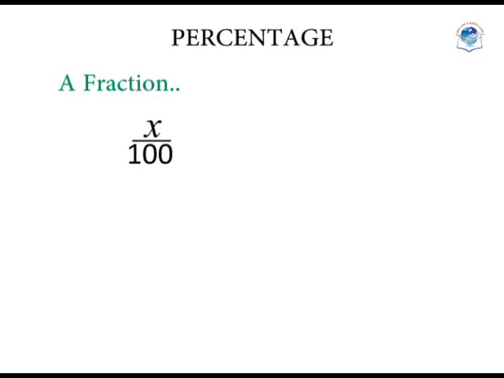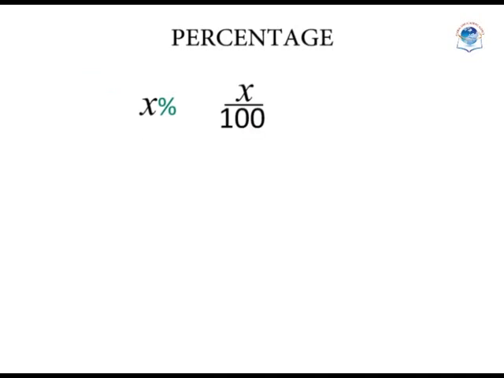In fact, because the denominator is always 100, we don't even write it. Instead, we use the percentage sign. Whenever you see this sign in front of a number, it means a percent, a fraction with 100 as the denominator. Like this, it's 25%, so it means 25 over 100.